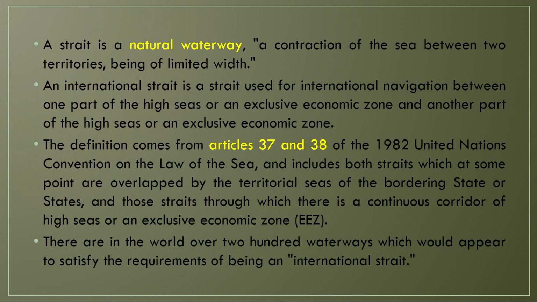An international strait is a strait used for international navigation between one part of the high seas or an exclusive economic zone and another part of the high seas or an exclusive economic zone. The definition comes from Article 37 and 38 of the 1982 United Nations Convention on the Law of the Sea and includes both straits which at some point are overlapped by the territorial seas of the bordering state or states and those straits through which there is a continuous corridor of high seas or an exclusive economic zone. There are in the world over 200 waterways which would appear to satisfy the requirements of being an international strait.